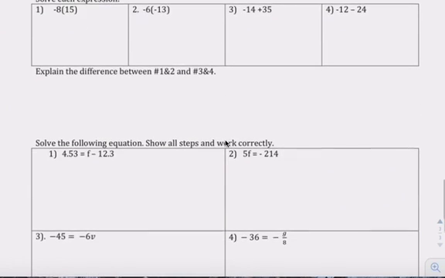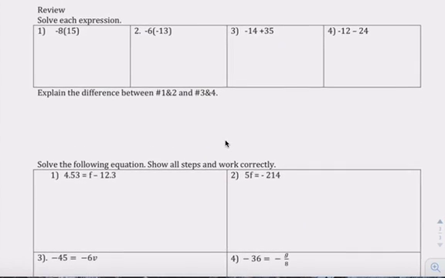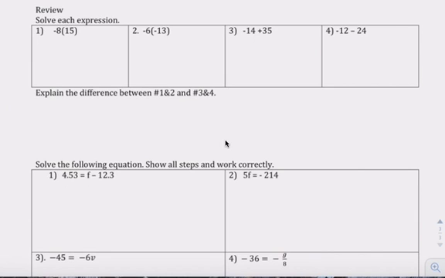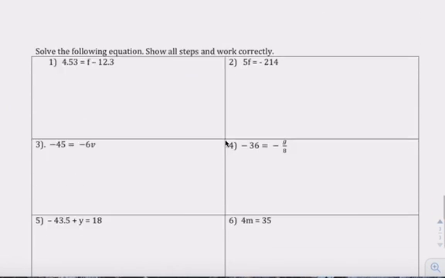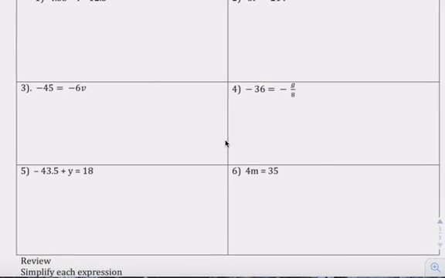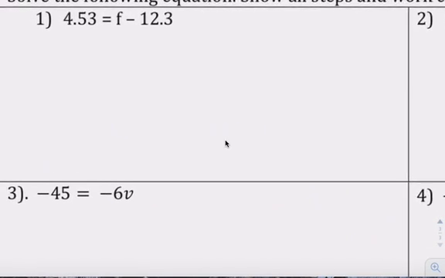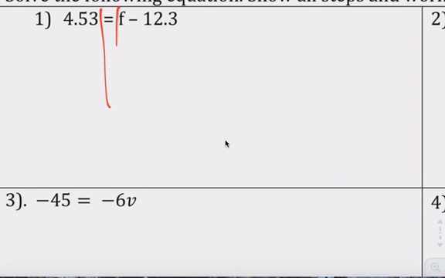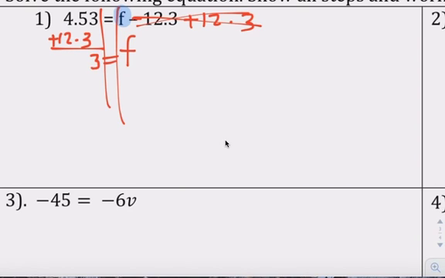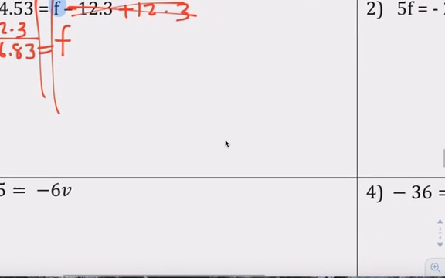Okay, the back here, for most classes we did one in the top review already. Let's do these. For most of the classes I didn't do this one here. So you have to make the side of the variable equal to 0. So this negative, you need to add 12.3. So I'm going to add 12.3 here. That's 0. That left you f equals, 3, you add them together, 8, so 16.83.